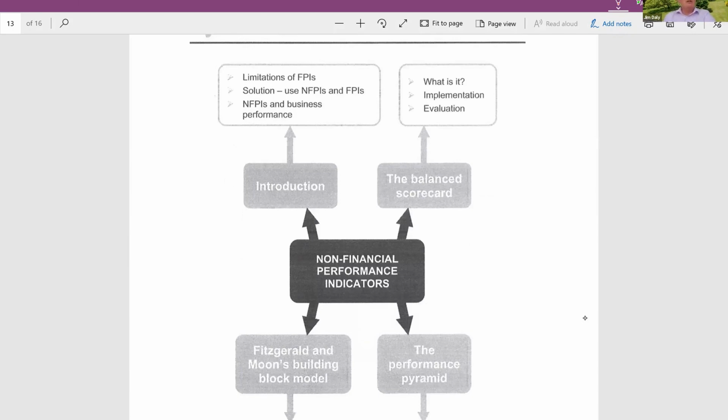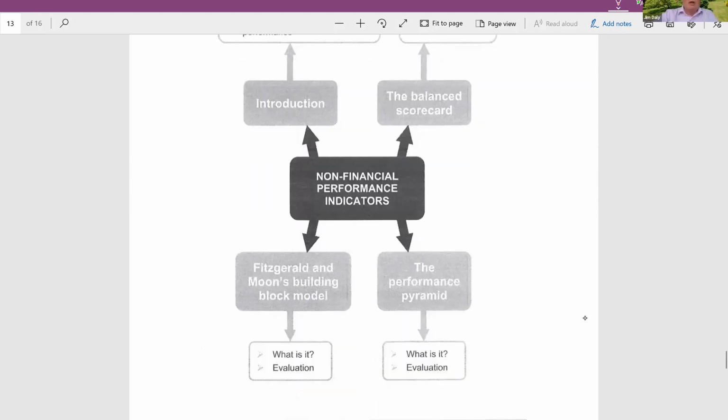Chapter 11: non-financial performance indicators, limitations of financial performance. The solution is to use a mixture of both non-financial and financial, and NFPIs and business performance. The balanced scorecard, we also need to look at and need to be in tune with. What is it? Implementation and evaluation. 4 perspectives of the scorecard. We need to know the 4, and we need to be able to list critical success factors and KPIs under each of those.